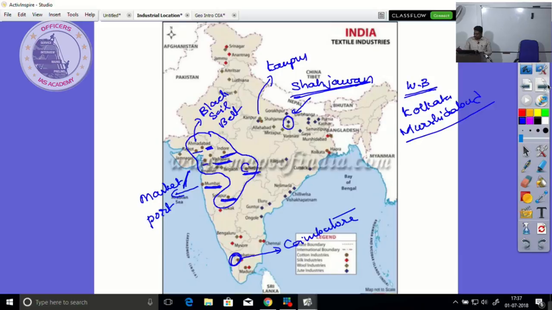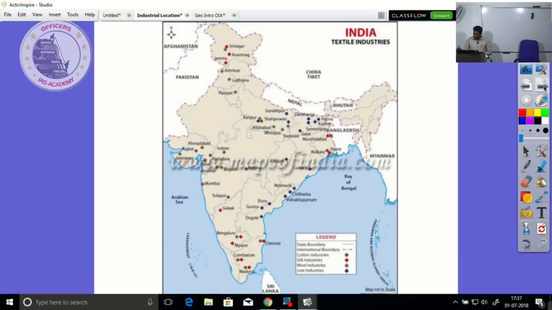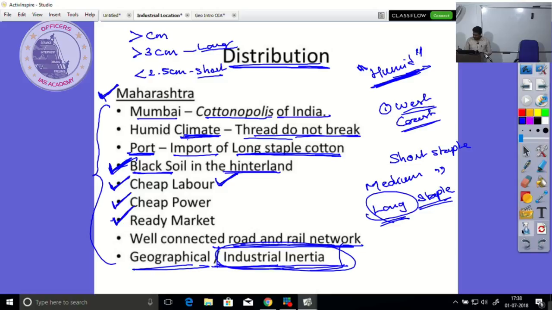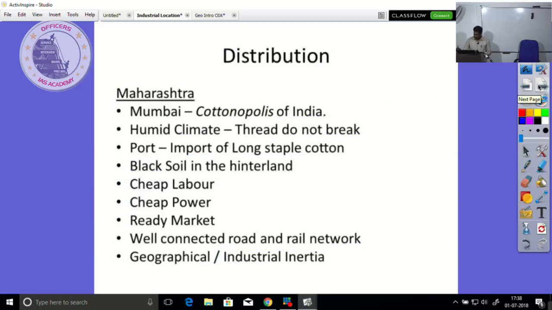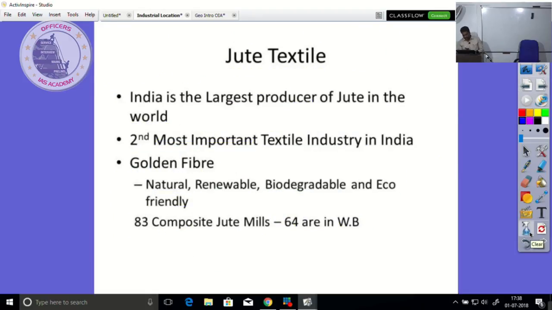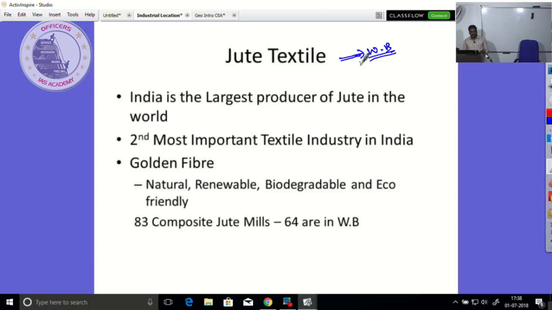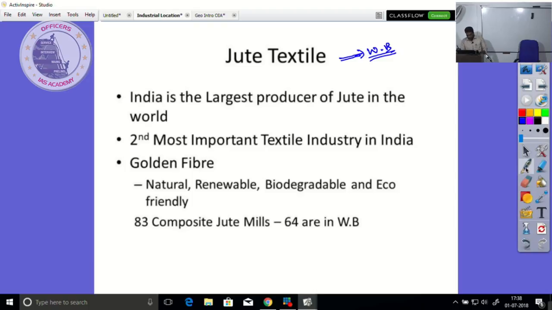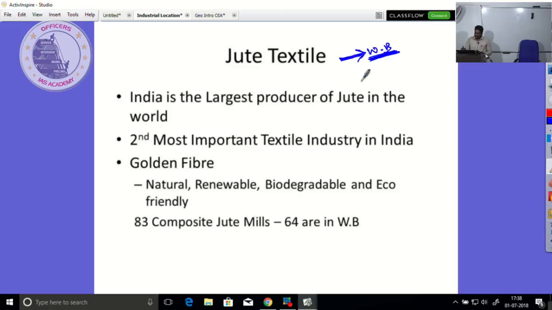When I talk about the jute industry, some of the locational aspects of jute industries we have taken. And we have said that the jute industry is located primarily in the state of West Bengal for its natural reasons. And one thing we find is that here also, it can be located anywhere between the market and the raw material, where the raw material is processed. But still, because of the initial or industrial inertia, or the geographical inertia, it is getting oriented towards the raw material itself.